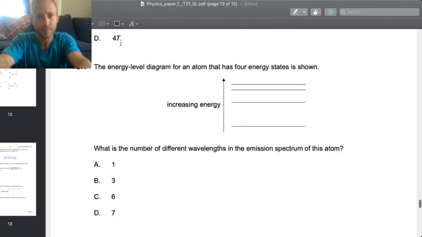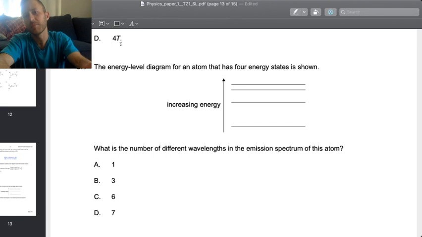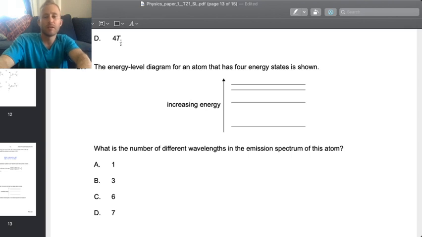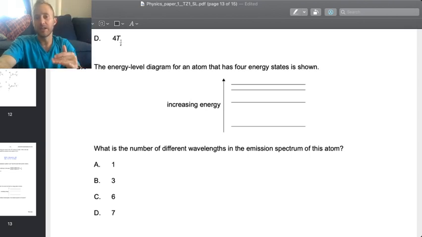27. The energy level diagram for an atom has 4 states, as shown. What is the number of different wavelengths in the emission spectrum? Okay. That's kind of cool. So the electron can jump, or the atom can jump between any of the states. And when it jumps between the states, it emits a photon of a certain wavelength. So this question is asking, how many different possible jumps are there in this system?